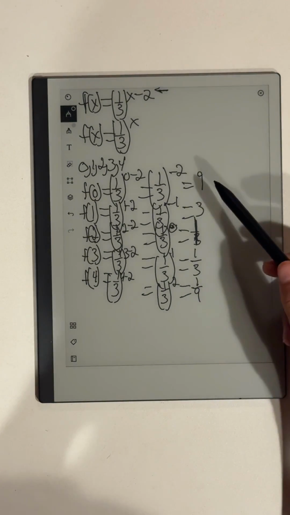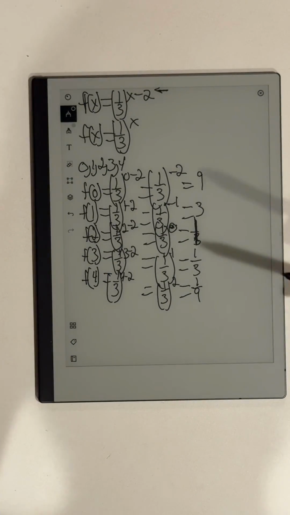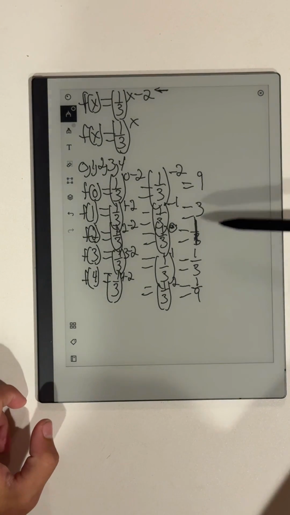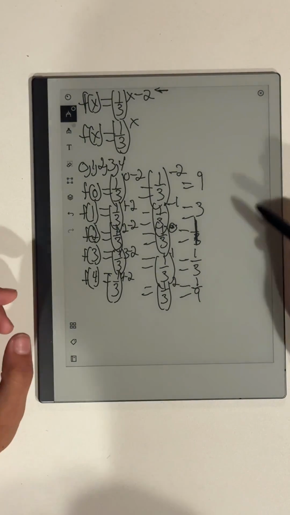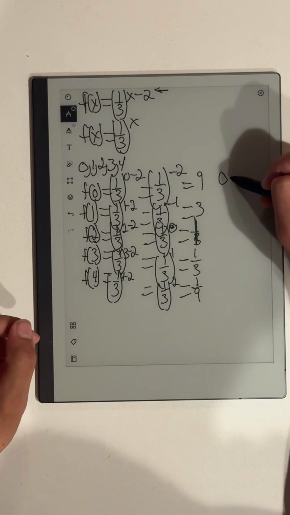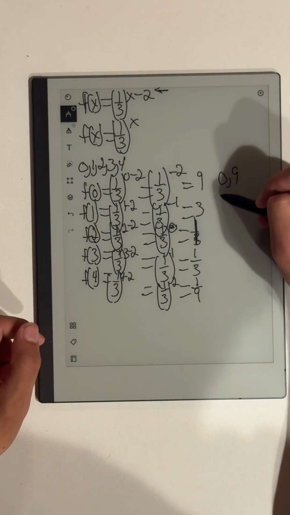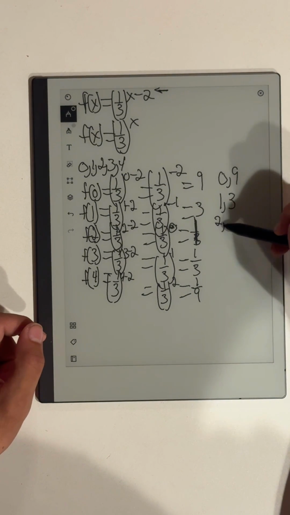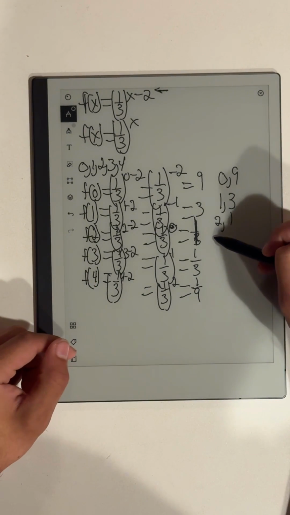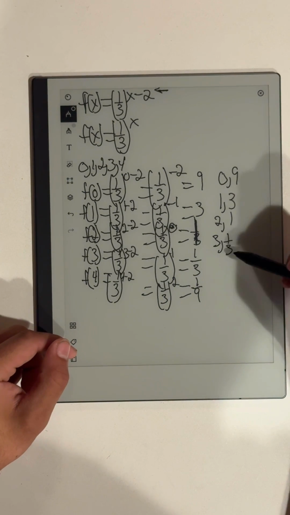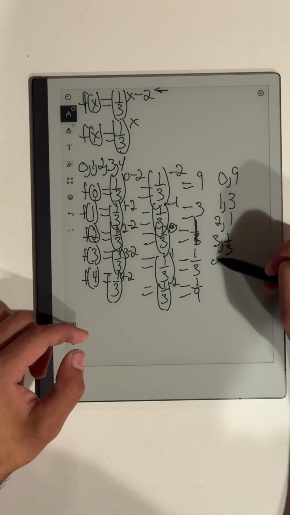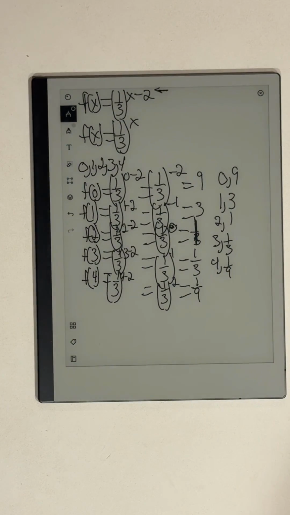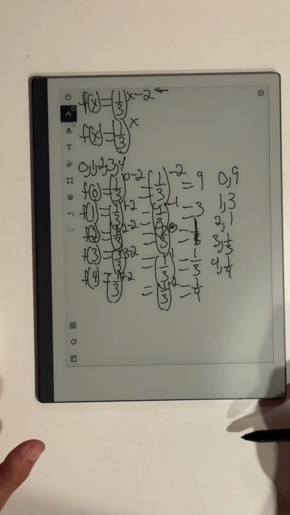So now that we got that, we're going to have our points. So we're going to use all these numbers, and then what we got out of it to be our points. So this first point's going to be (0, 9). Second one's going to be (1, 3). This one's going to be (2, 1). This one's going to be (3, 1/3). And this one's going to be (4, 1/9).